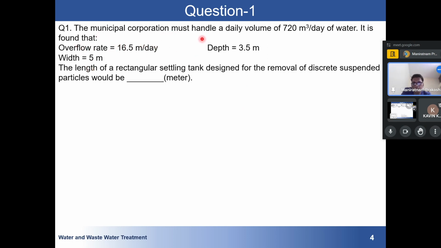a municipal corporation must handle a daily volume of 720 meter cube per day of water. It is found that the overflow rate in that settling tank is 16.5, the depth is 3.5 meter, and the width is 5 meter. So before answering this question, one should have an idea of what this settling tank is, what a discrete particle is, what the width and depth of the settling tank are, and what the overflow rate is. Before solving this question, I will give you an idea of what those things are. So first is the primary sedimentation tank.